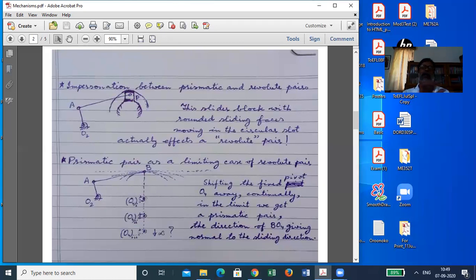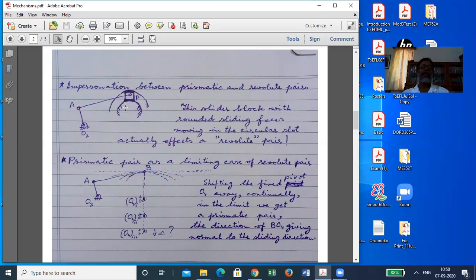But the slider is not moving on a straight surface. Actually, this side as well as that side of the slider has been made rounded along circular arcs. The two faces have been made circular, and it is moving in a circular slot. Now you see, so far as surface motion is concerned, it is sliding. This circular surface slides over this circular surface. But in effect, this is functionally a revolute joint.